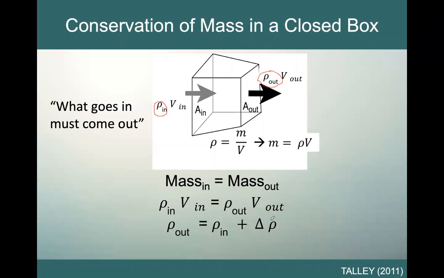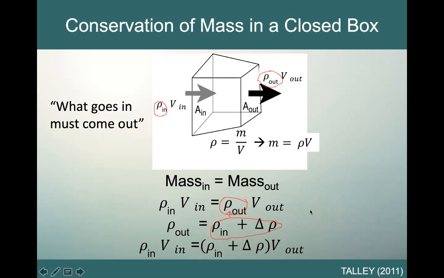Now I can take this value right here, rho in plus some small change in density, and plug it in to rho out in this equation. So that equation now becomes rho in, V in equals the quantity rho in plus delta rho times V out. I'm starting to be able to simplify this a little bit.